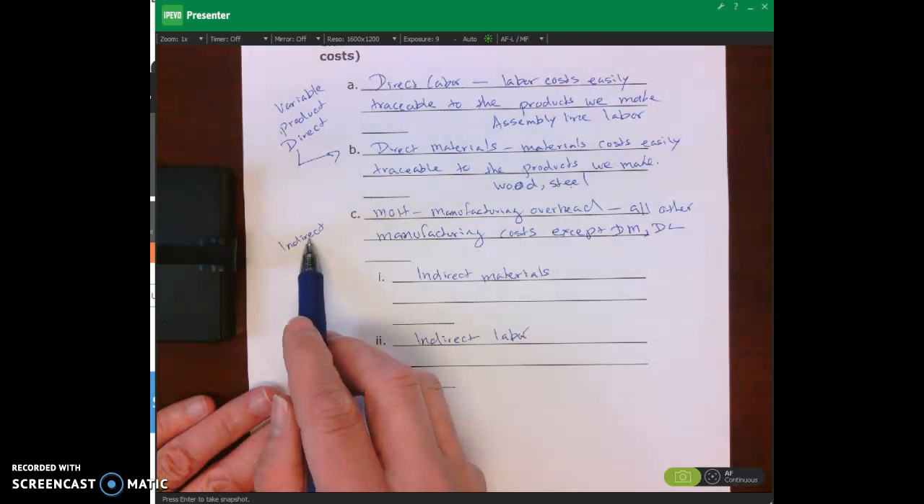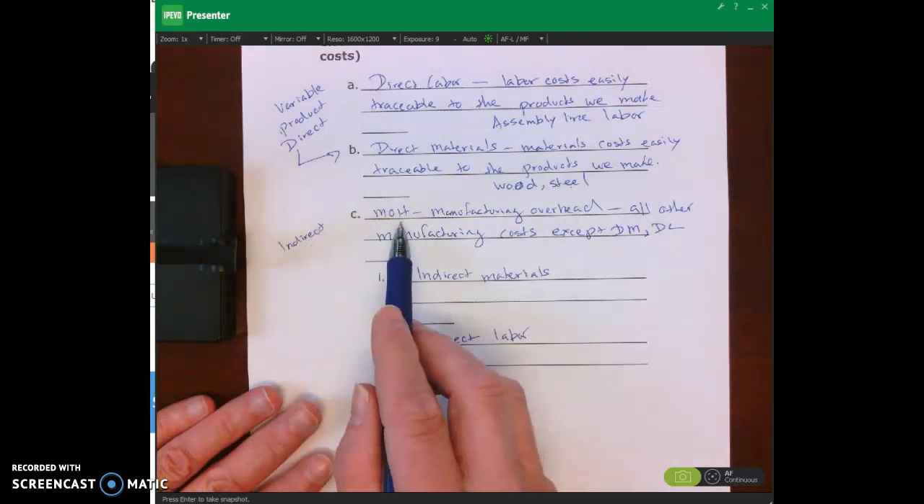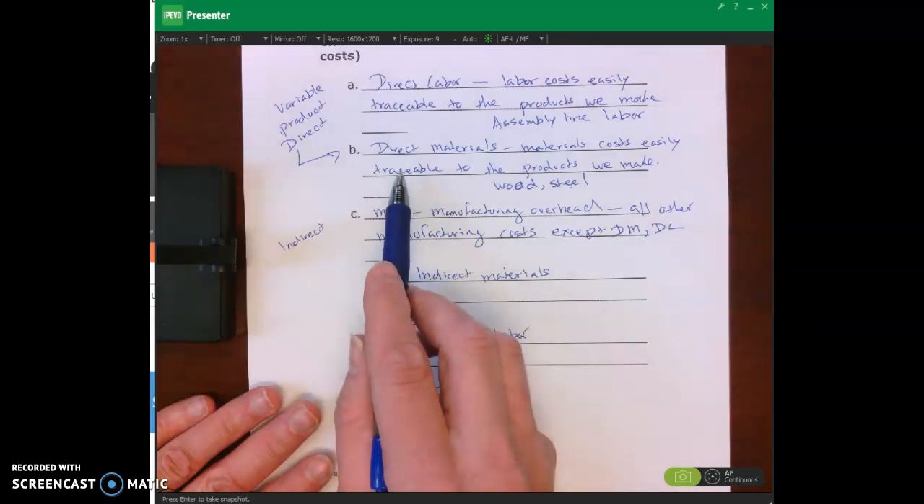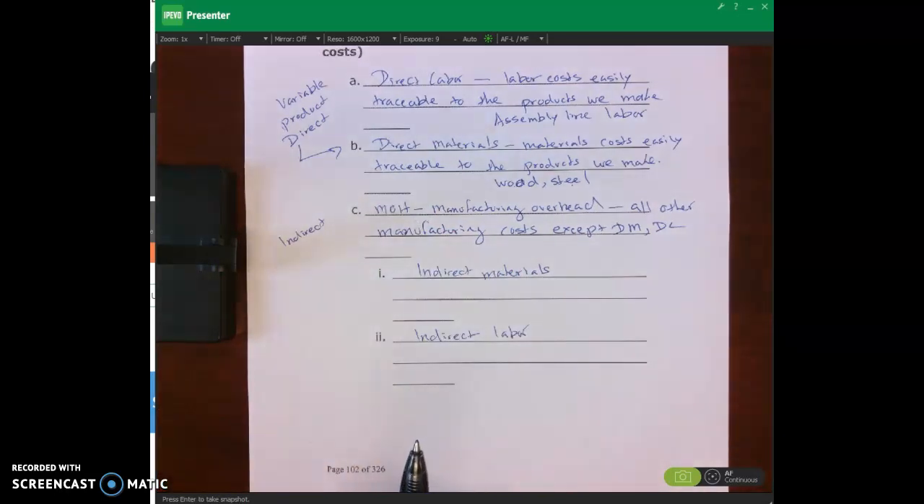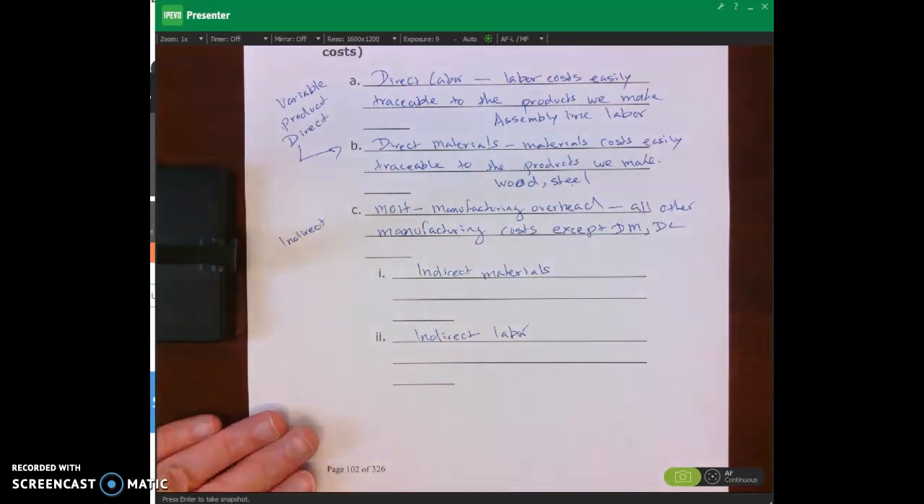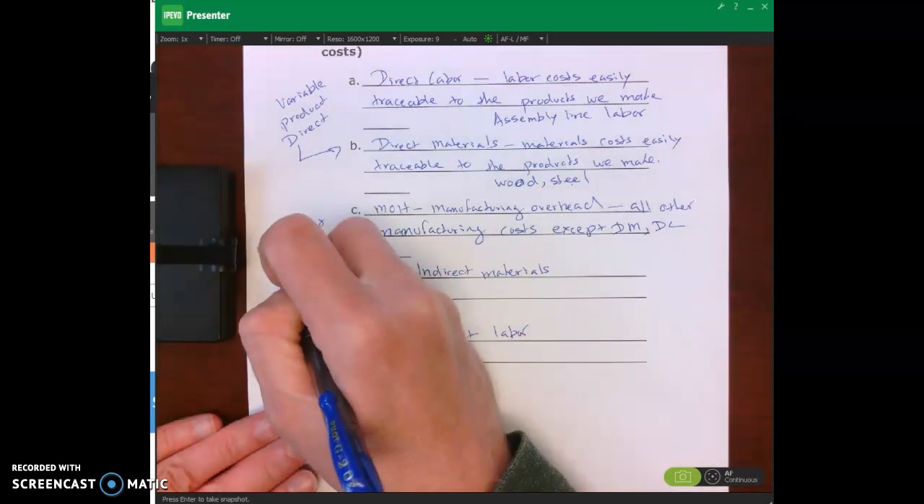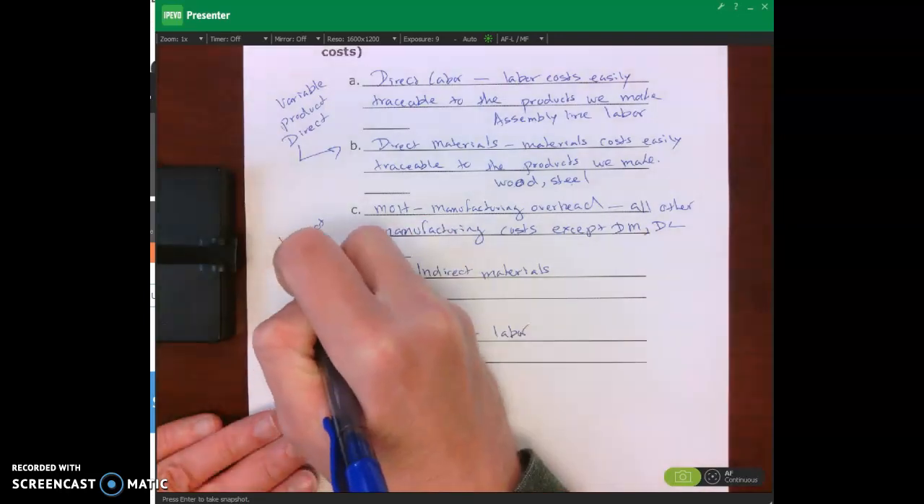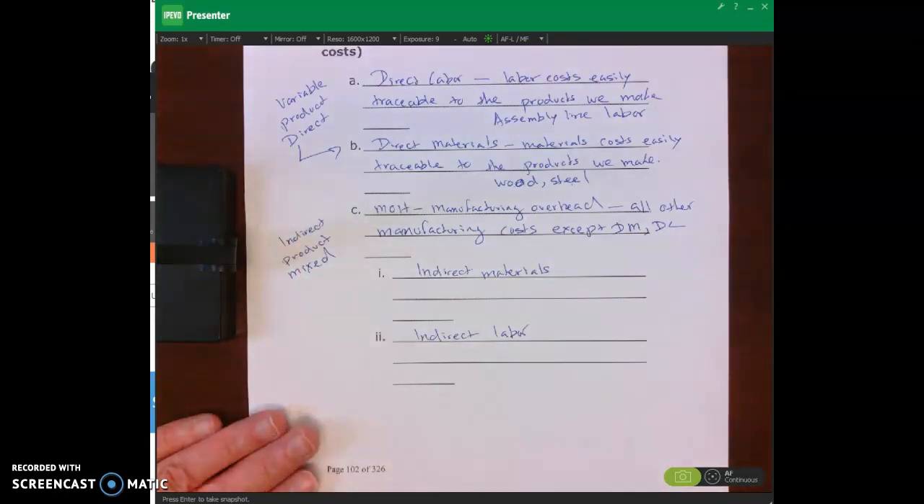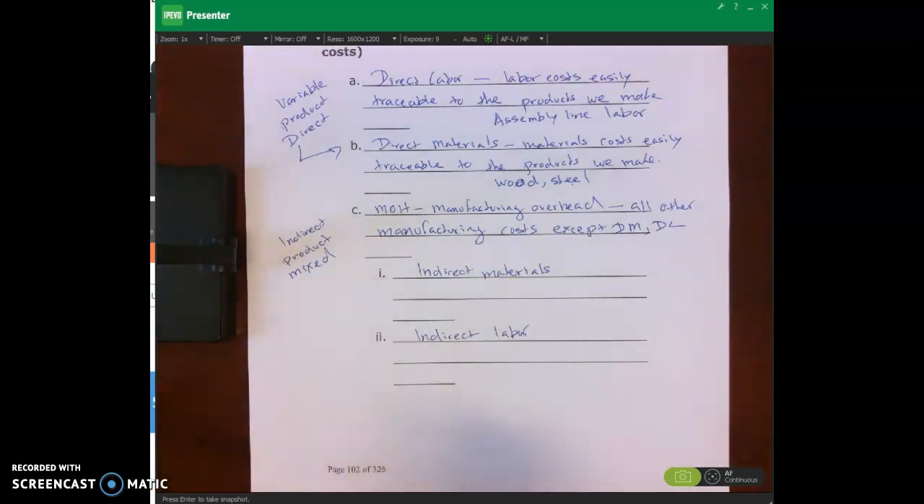So manufacturing overhead, what that means is that we can't easily trace manufacturing overhead to the products that we make, unlike direct materials and direct labor. Overhead is also a product cost, which means it's going to show up in cost of goods sold. It will also show up in the value of our ending inventory. And it's considered mixed. It has some fixed and variable components.